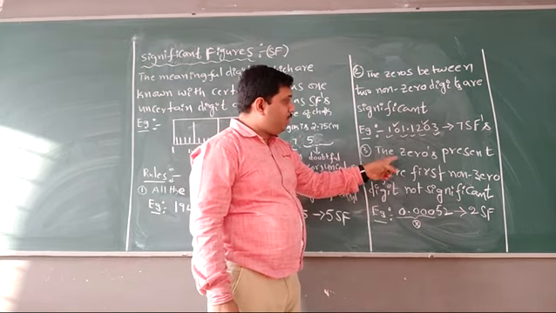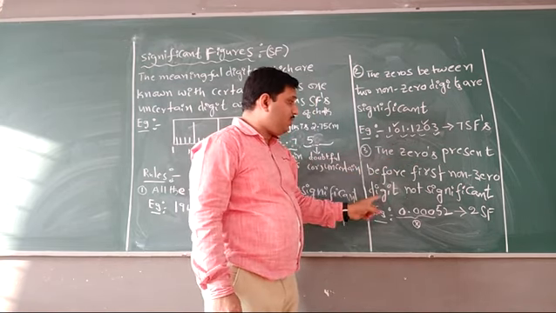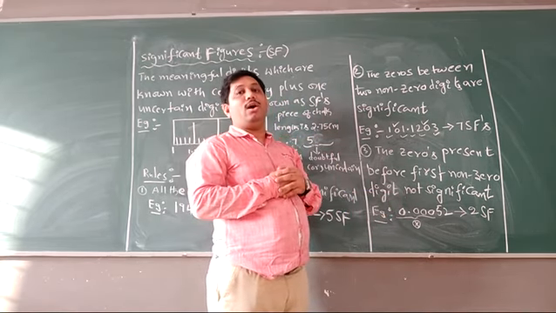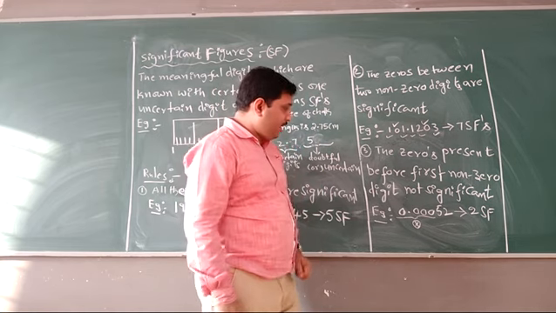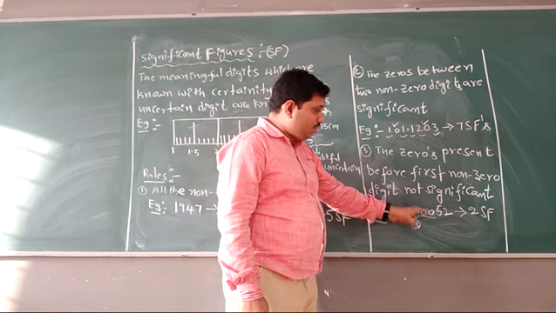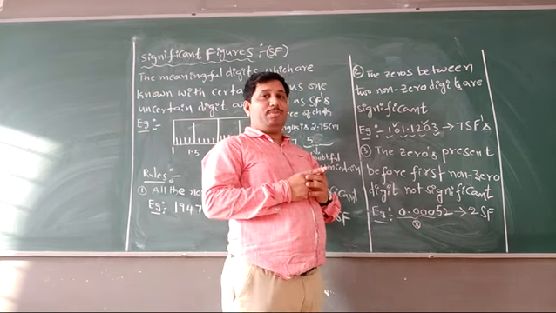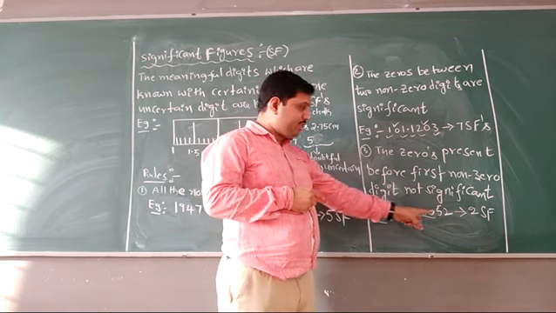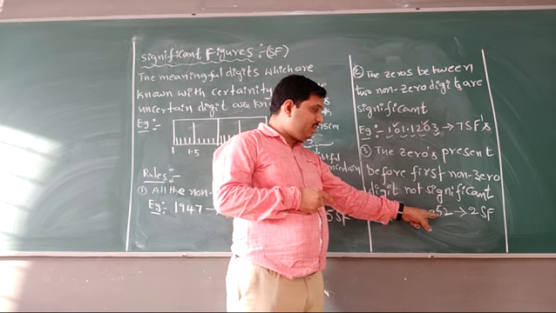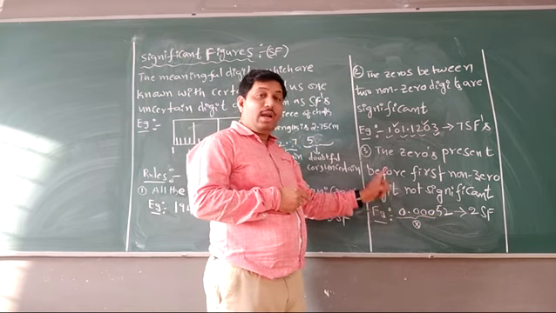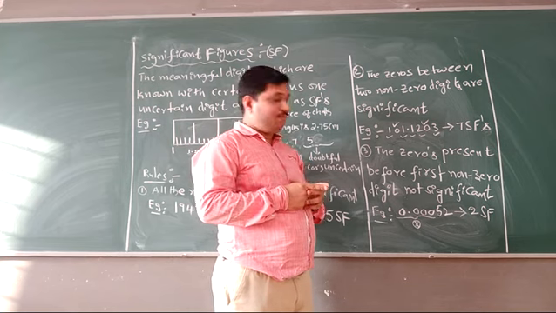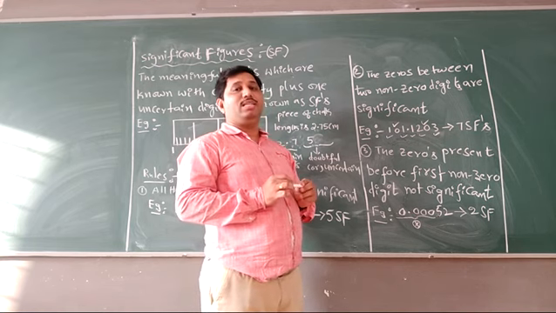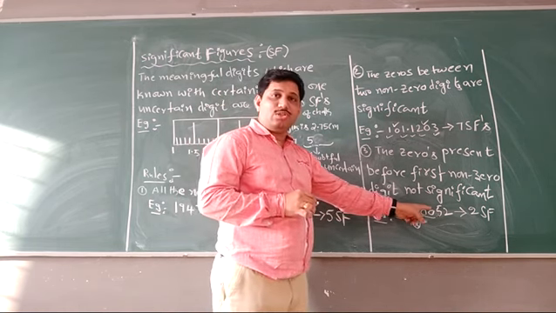Next, students, the zeros present before the first non-zero digit are not significant. For example, students, 0.00052 contains how many significant figures? According to the concept, look for the first non-zero digit. In this number, the first non-zero digit is 5. Before the first non-zero digit, all the zeros are not significant. Therefore, 5 and 2 are the significant figures. Here, these 3 zeros are not significant, students.